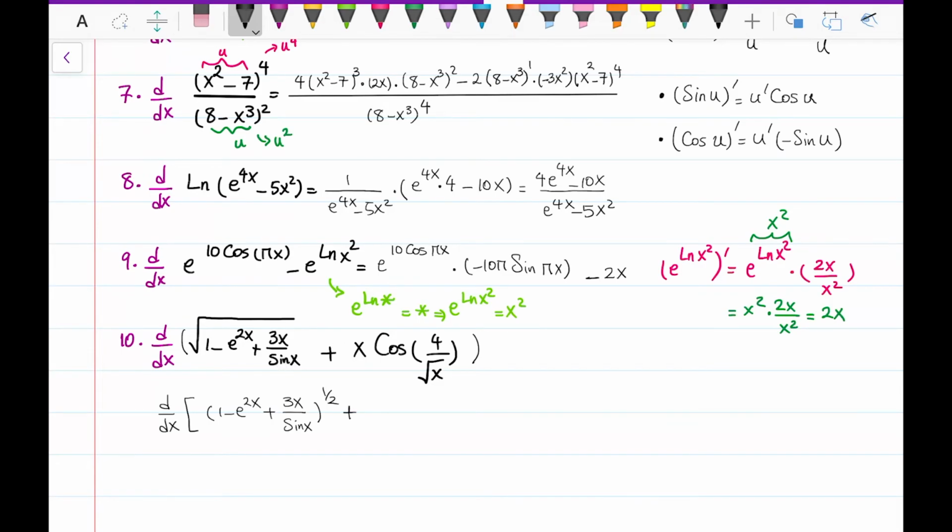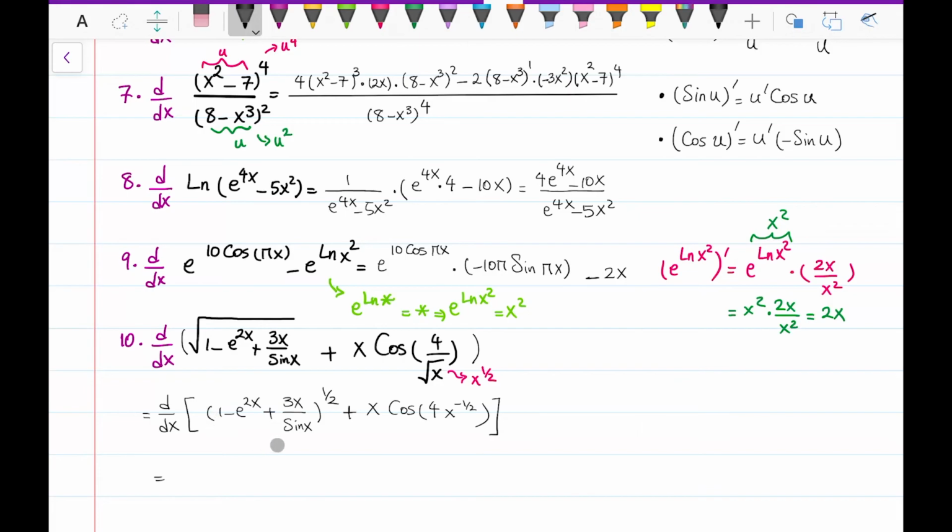And then plus x cosine of 4. Now look at this part. This is x to the power of 1/2. I'm going to bring it up so that the exponent gets negative. Let me move this part. Allow me to do that. Just a little tap. Okay. So that's the function. I would like to find its derivative.